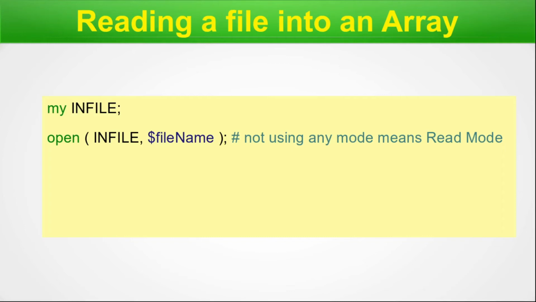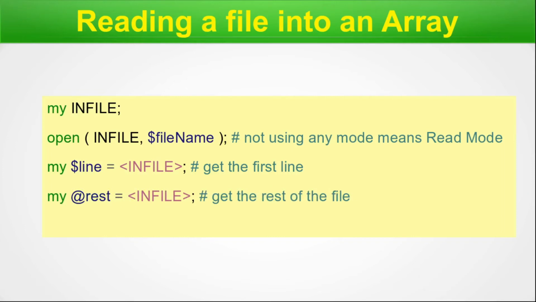Okay, so next, my $line is in file. We have stored the input file handle into $line, get the first line, and we write my @rest. So @rest is equal to in file, get the rest of the file here. This is the way we can store an entire file into an array, and then we close the in file. So this is the operation for getting the file into an array. So we're done with this example.